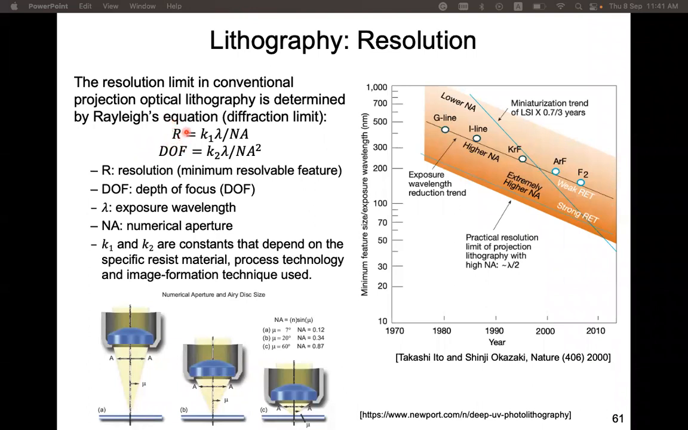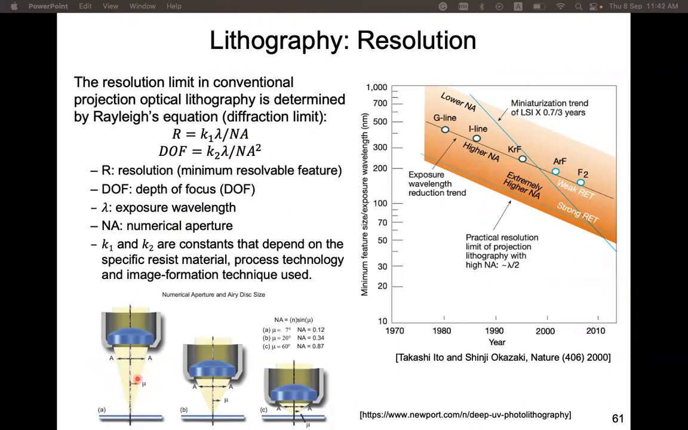The resolution, which means the minimum resolvable feature in the photolithography process, is proportional to the wavelength lambda of the light source. That's the key parameter, lambda. There are also other parameters, including this NA, the so-called numerical aperture of the projecting system. Basically, numerical aperture is related to the angle of the light cone.